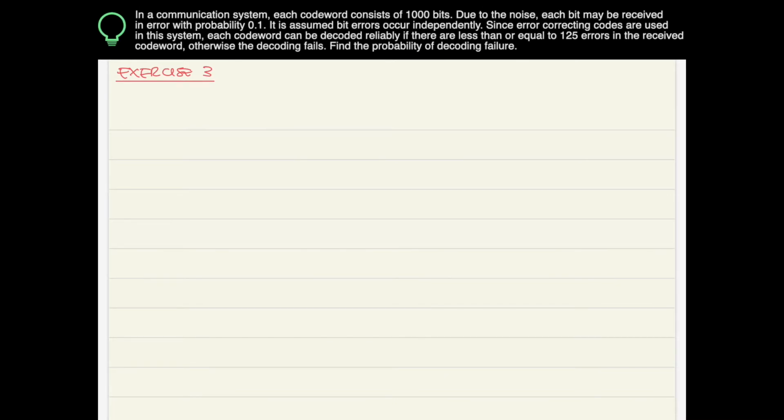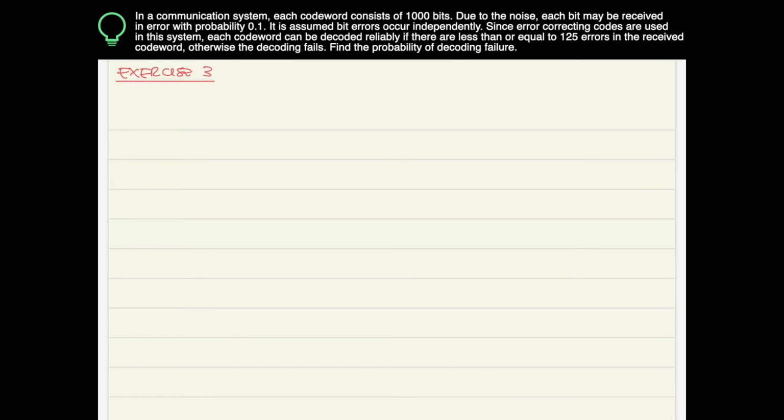Exercise 3. Let's read the question. In a communication system, each code word consists of 1,000 bits. Due to the noise, each bit may be received in error with probability 0.1. It is assumed bit errors occur independently.